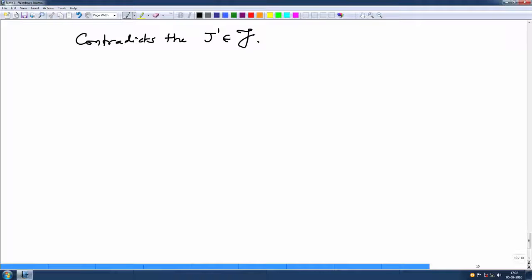So that proves what we wanted to prove, that I can enlarge a given linearly independent family to a maximal linearly independent family, and then by the previous lemma it is a basis. Okay, so that proves the theorem that we wanted to prove. Now I want to write one corollary.